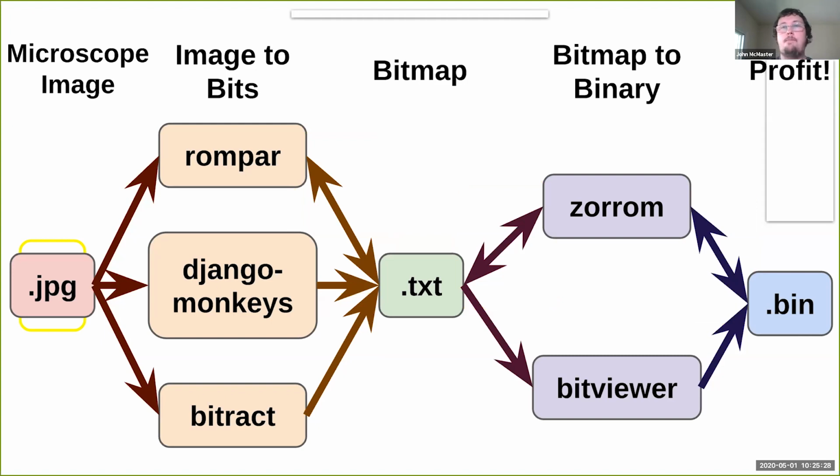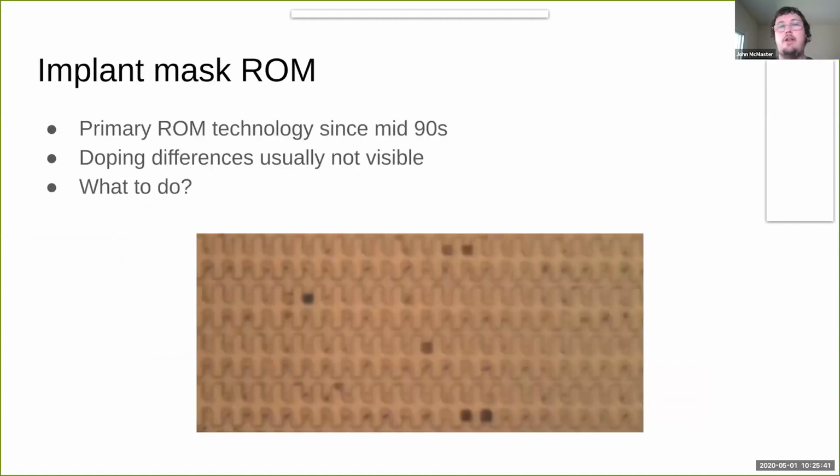All right, and so now some high-level background about how this processing is done. I'm going to talk for the last bit of the talk about how to optimize your microscope images, especially for more modern ROMs like you might find on chips. And in particular, implant ROMs.